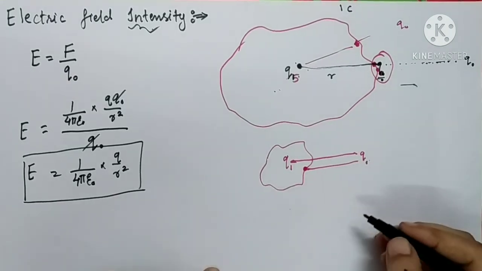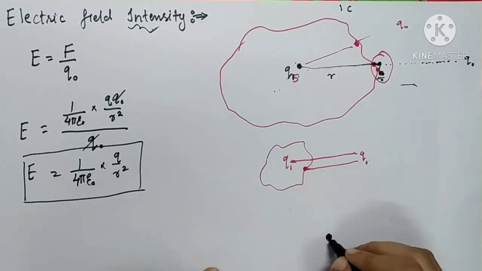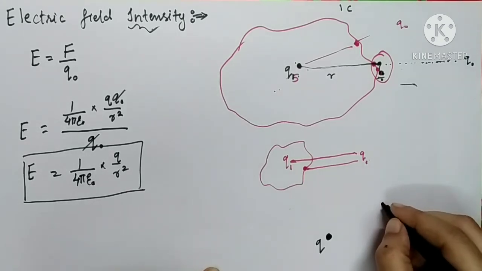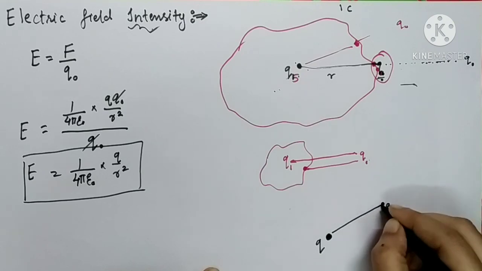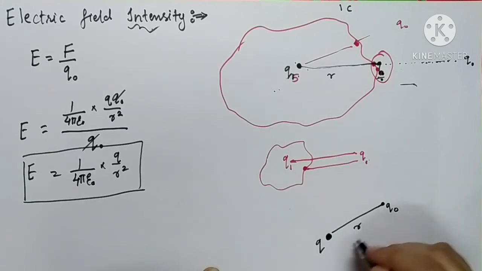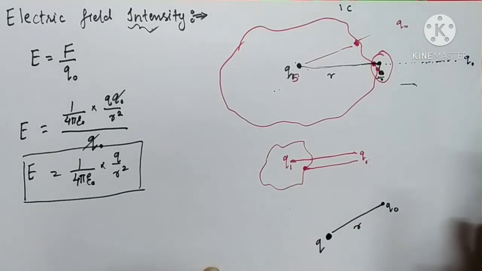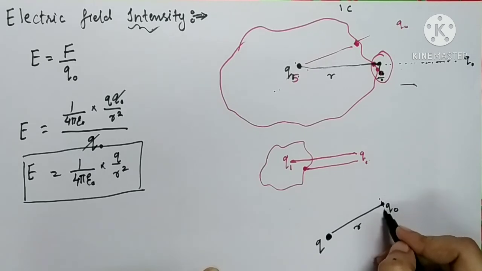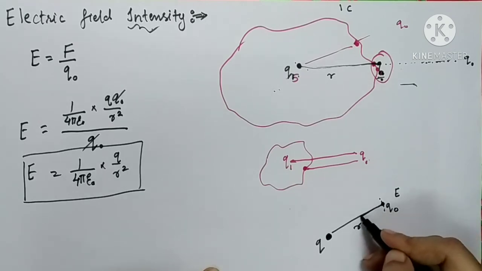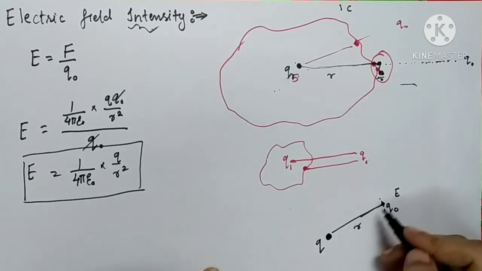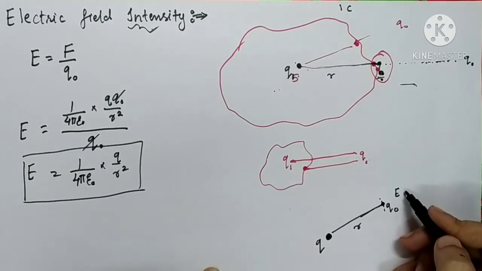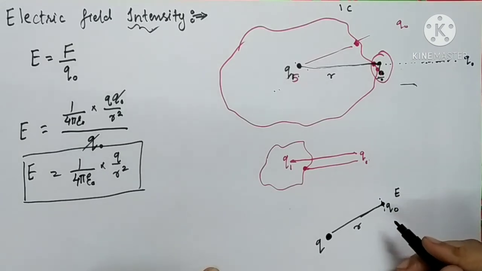So suppose you have placed one charge Q at any point. Let's place a test charge Q0 at a distance R from the charge Q. This test charge is going to experience a force, and the amount of electric field at this particular point is E. When you move closer to the charge, the electric field goes on increasing. When you move away from the charge, the electric field goes on decreasing, just like the force.